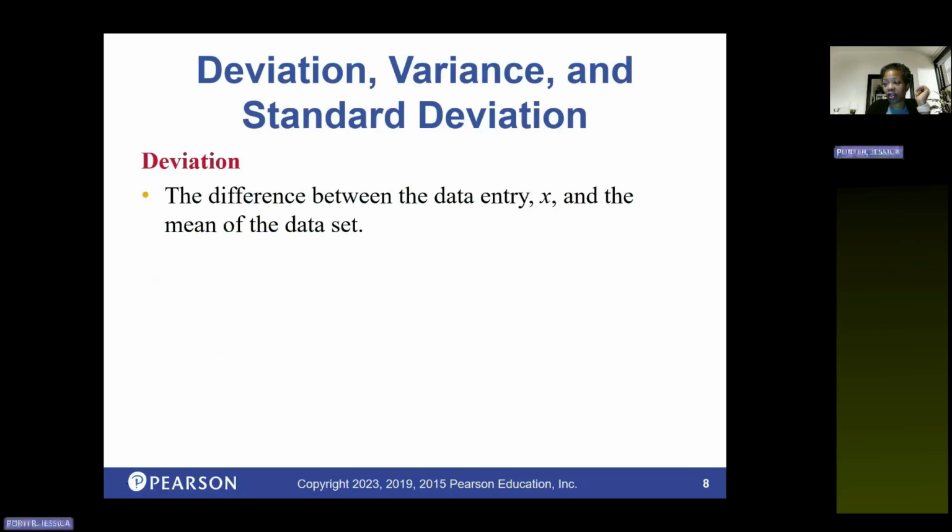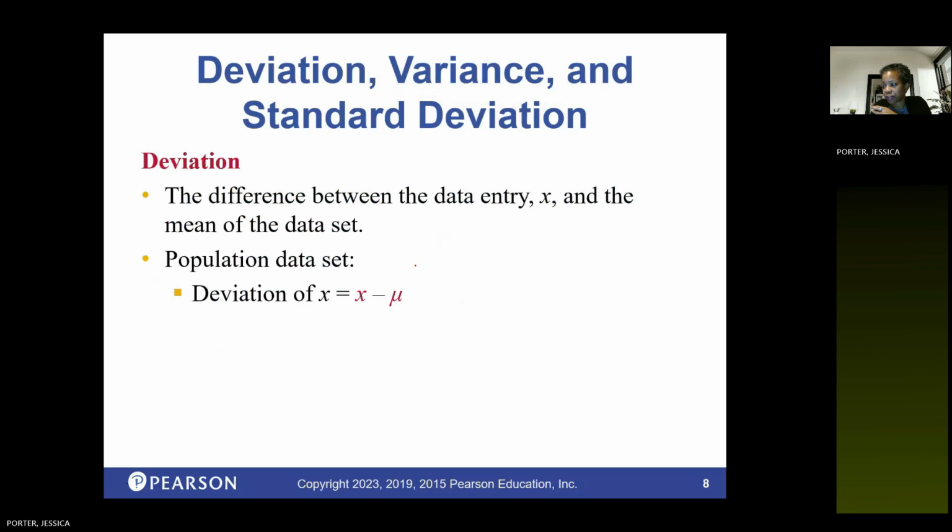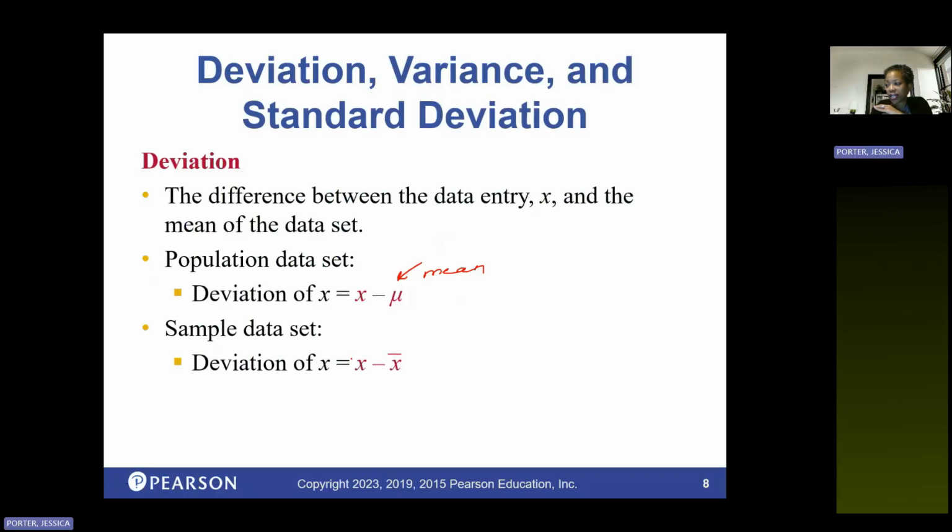Okay. So that's our lead in to what variation is. A deviation is going to be the difference between a data entry and the mean of the data set. And so this is what it looks like. The data entry is X and the mean is the mu. This symbol here, this is the mean. And then for a sample data set, of course, this X bar is the mean.